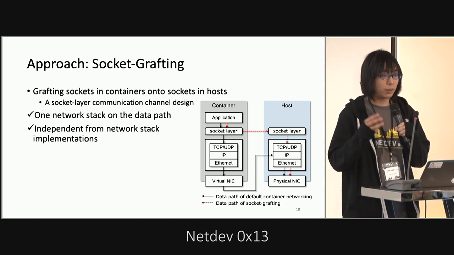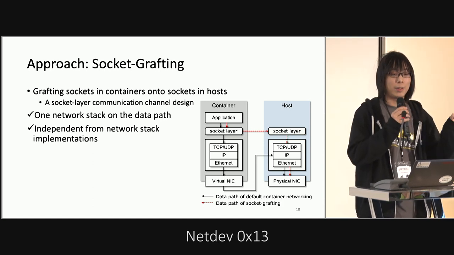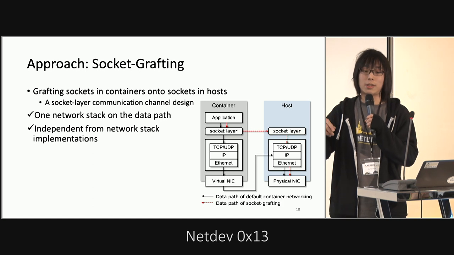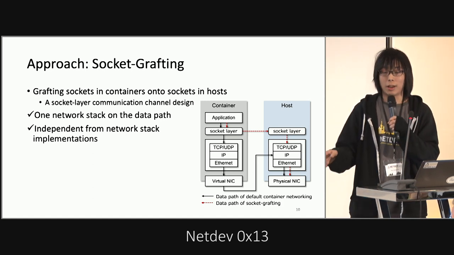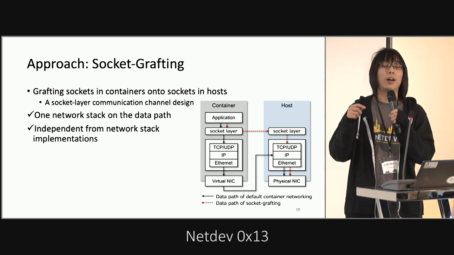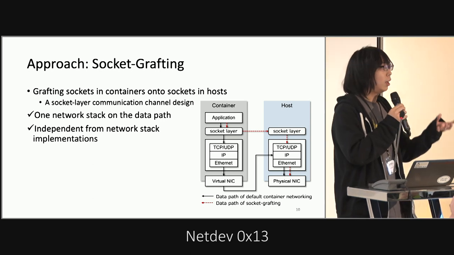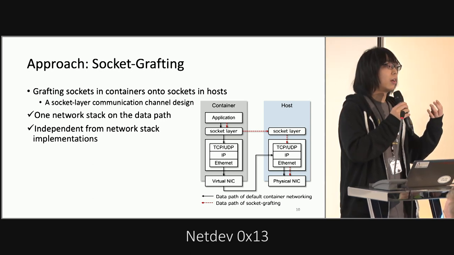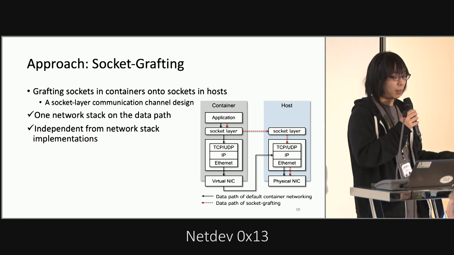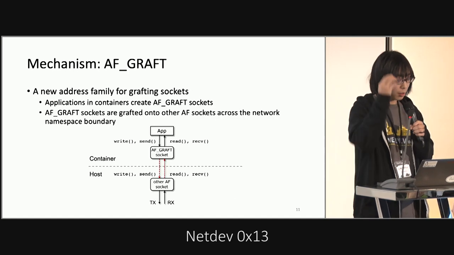So it has two advantages. The first is that there is just one network stack, so it can mitigate the overhead due to container networking. Another is that this approach is just an enhancement on the socket layer, a data communication channel design in the socket layer, so it is independent of the network stack implementation. It can be applied to the current, very mature Linux network stack implementation, and if in the future the network stack is re-implemented from scratch, the socket grafting approach can still be applied, we think. So this is the approach, and next is the concrete mechanism.